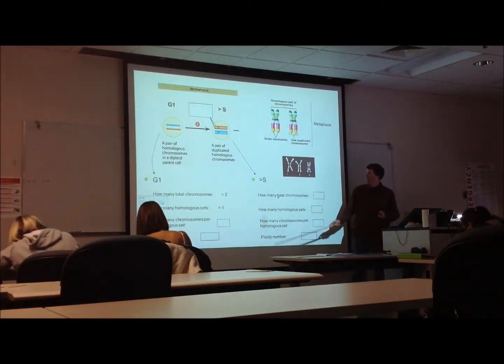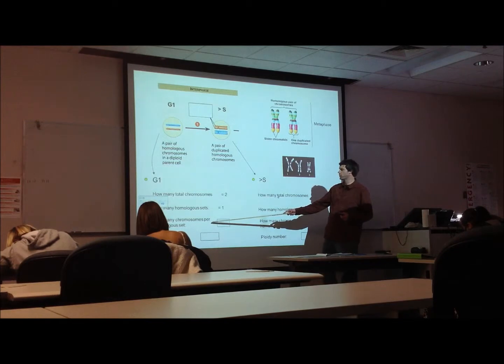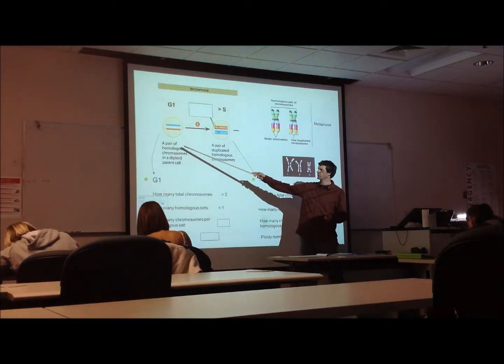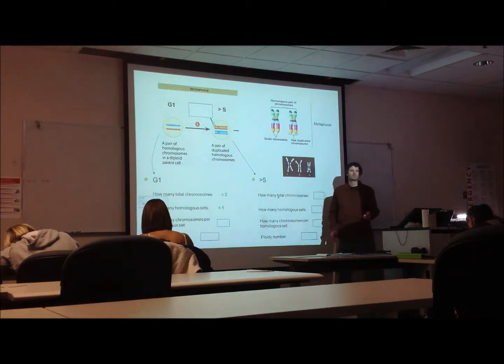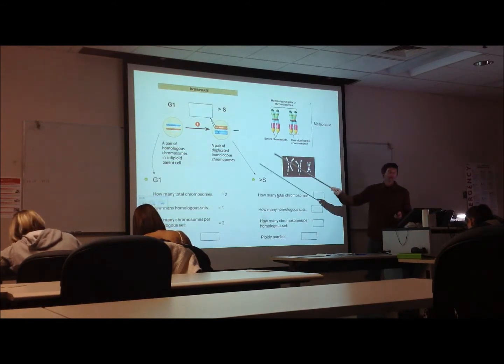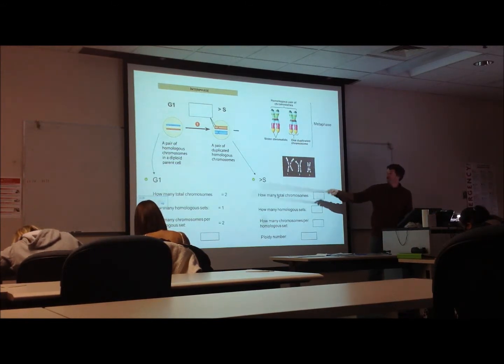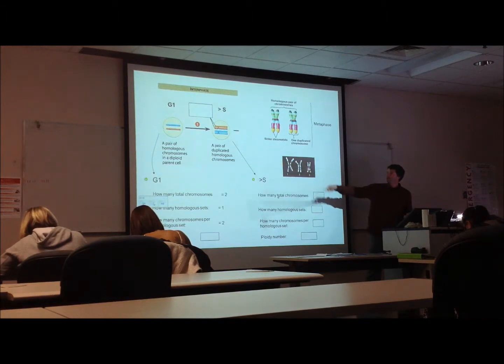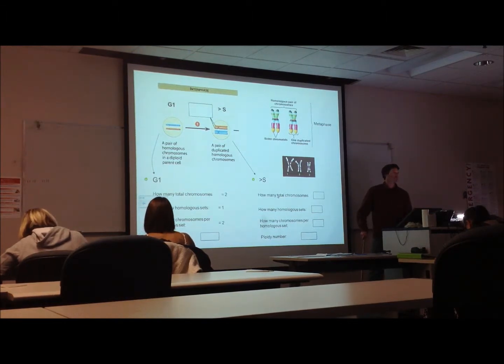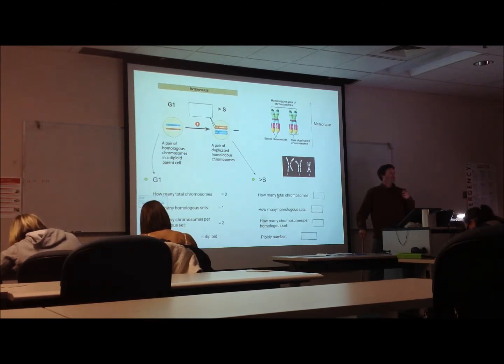Let's see, Lindsay. How many chromosomes are there per homologous set? 2. There's 2. And Svetlana, what's the ploidy number of this cell? It's diploid. Why is it diploid? Brian, help her out. There's 2 of each. There's 2 chromosomes in a homologous set.